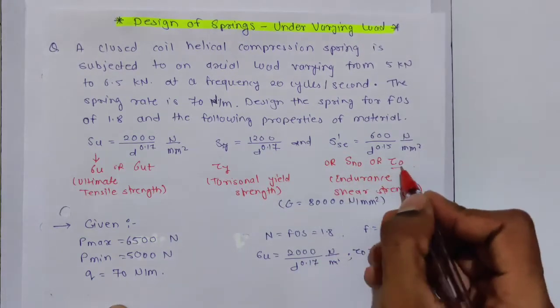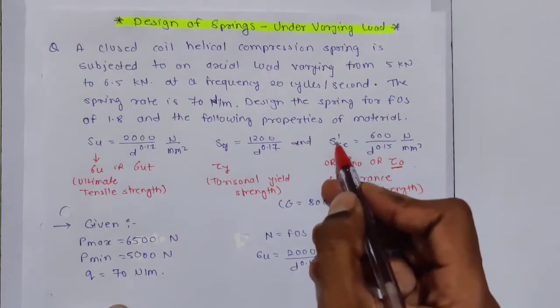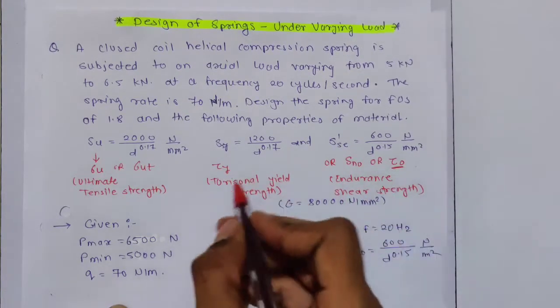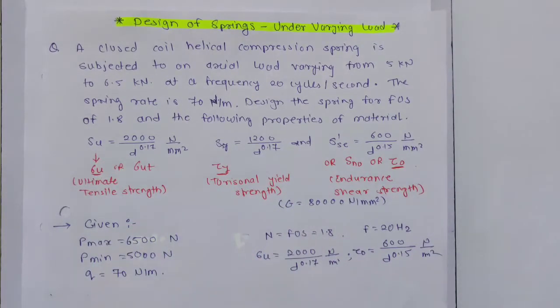We are using this notation tau O. Sometimes they give SNO, sometimes they give S dash SE, so it is tau O, and these are the 3 notations we are using. It is nothing but endurance shear strength. Again G is equal to 80,000 Newton per mm square is given. So this is the given data. Let's move to the problem.